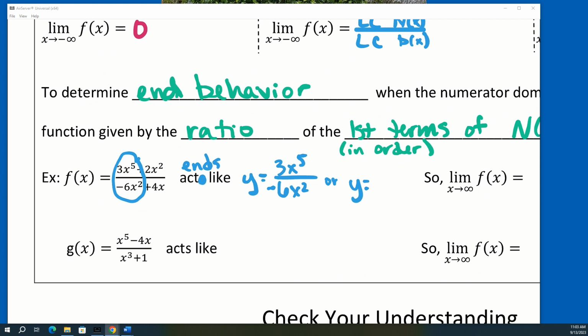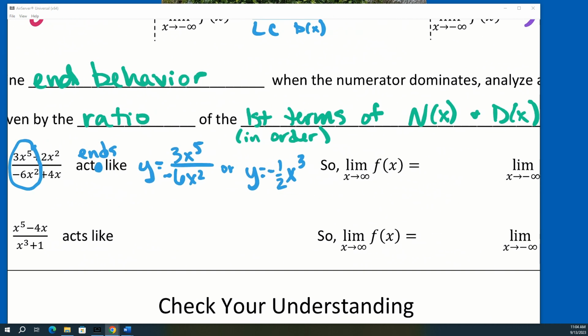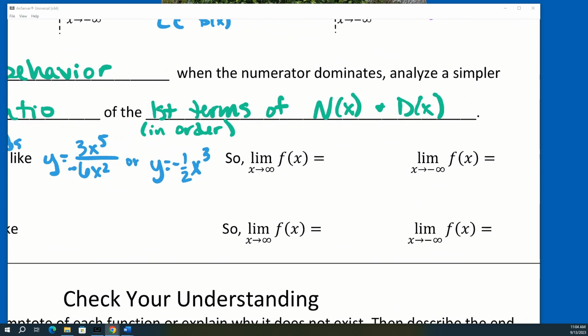All right, now we do need to simplify this down. So 3 divided by -6 will get -1/2. And then to divide x to the fifth and x squared, what do I do with those powers? Subtract them. So it's going to be x to the third. Now I'm asking you to remember a lot of stuff from either last year in Algebra 2 or from last week when we talked about the end behavior of things like this. This is going to act like a cubic function.